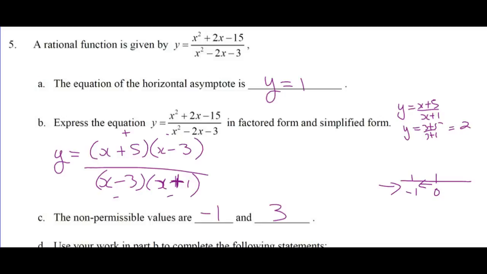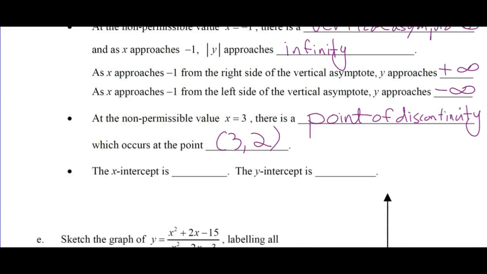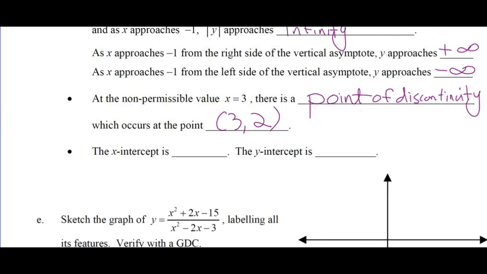So y is 0 when, forget this, right? Y is 0 when this is 0. But forget the 3, you can't use 3. So it's only this, just negative 5, right? So the x-intercept is negative 5.